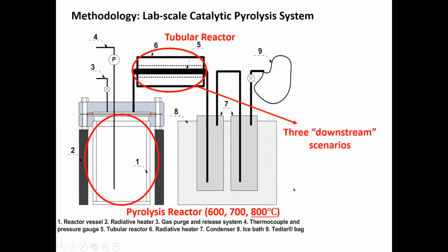In the downstream tubing, we have 3 scenarios. A little bit complicated, but I'll explain them one by one. The first scenario is the catalytic scenario. In the downstream, we put the biochar we made from the agricultural waste. We also vary the temperature from 600 to 800. The catalyst to feedstock mass ratio is 1, which means if I have 10 grams of the agricultural waste here, I also have 10 grams of the biochar here. And this biochar is made from the same feedstock.